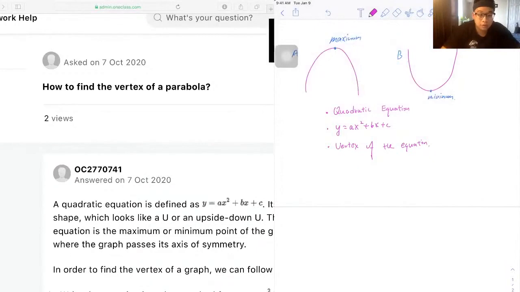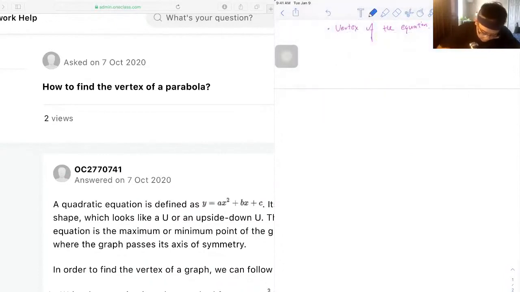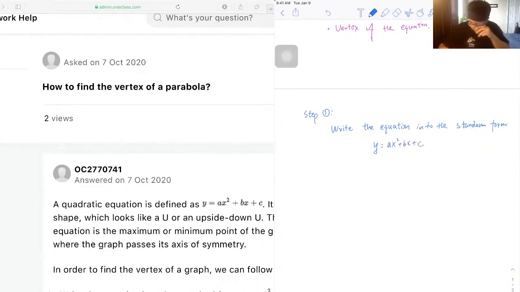Okay, so in order to find the vertex of the graph, we have the following steps. So step 1, we need to write the equation into the standard form. Right, which is something that looks like this. So y is equal to ax squared plus bx plus c.